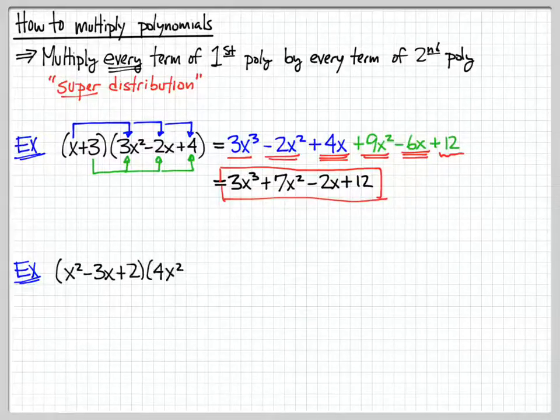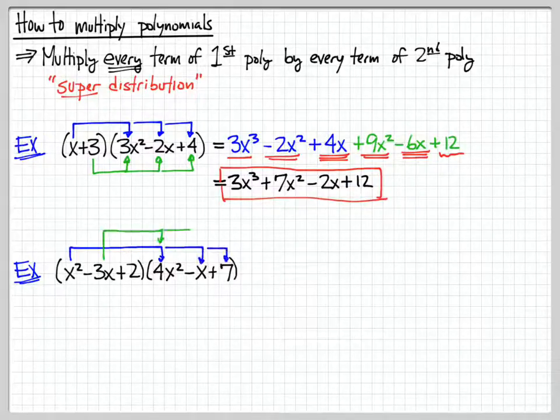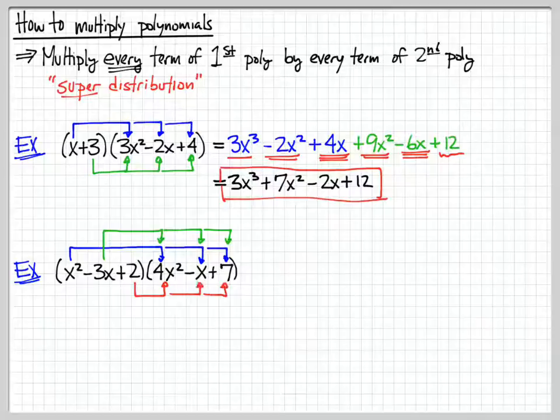This is a little bit more involved, but not too much. I have a 3-term polynomial times a 3-term polynomial. So I take the first term in blue, multiply it against every element. I do the same with the next term, multiply it against every element. Last term, the third term, multiply it against every element.